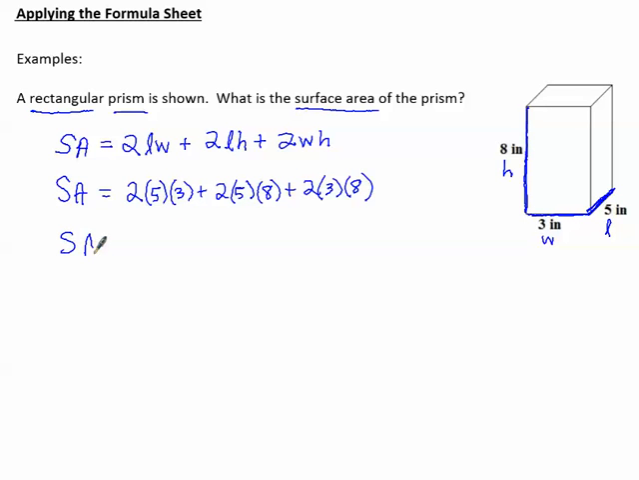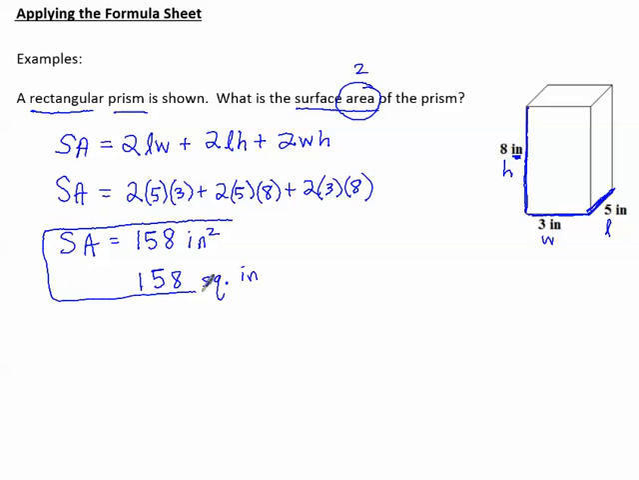Now all I have to do is the arithmetic of multiplying and adding, and I get that the surface area is 158. Now there's always units, well, usually units in the problem. Remember, area is square units, 2 dimensions. So if it says inches as the units, this will be inches squared. It could also be written as 158 square, abbreviated SQ, inches like that. So both of these are valid answers for the surface area of the rectangular prism.